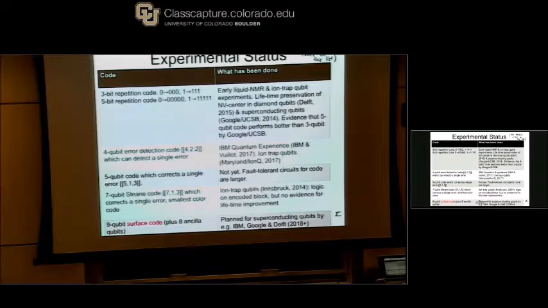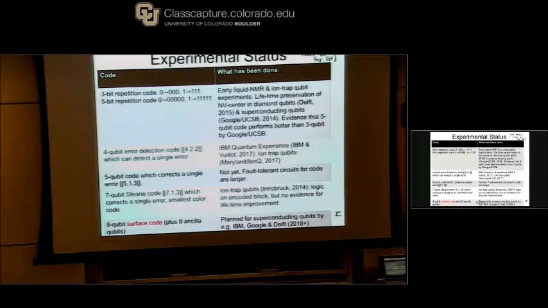So what's the first good code to do? There's a little code with 4 qubits, and we denote it this way, but I'm not going to use this notation very much. It actually encodes 2 qubits into 4, so I get 2 logical qubits, but I can only detect a single error. Yeah? So that's the 4-qubit code.